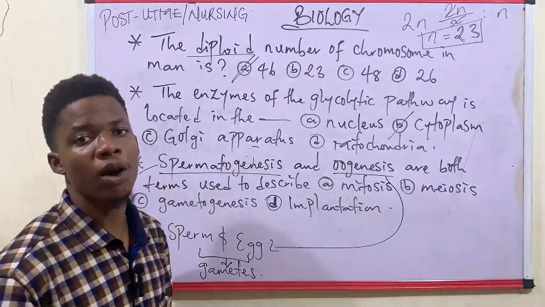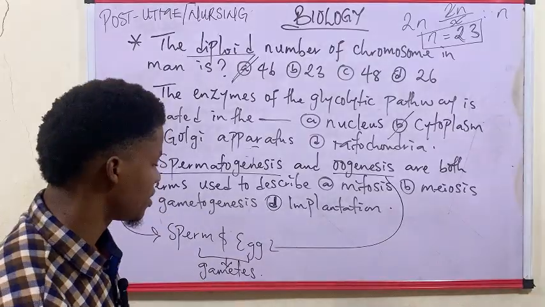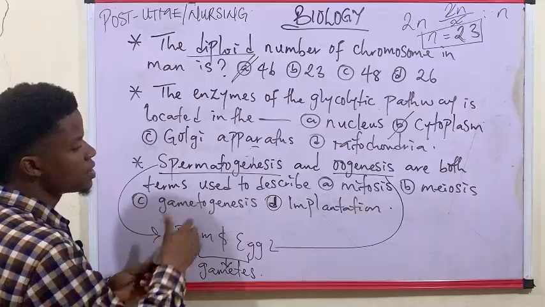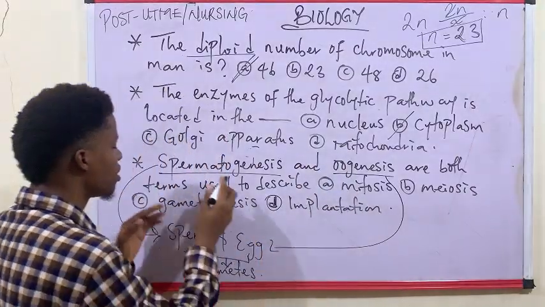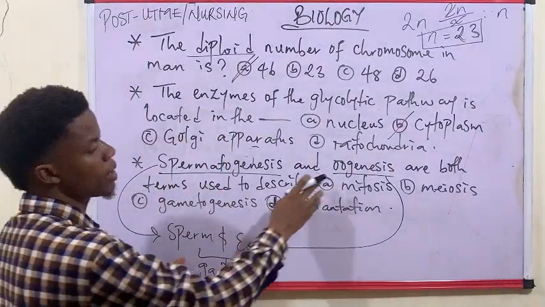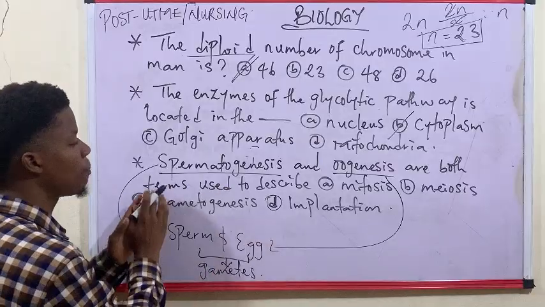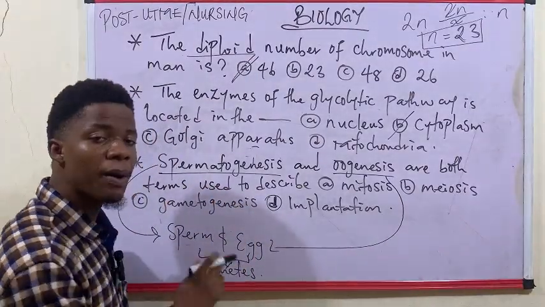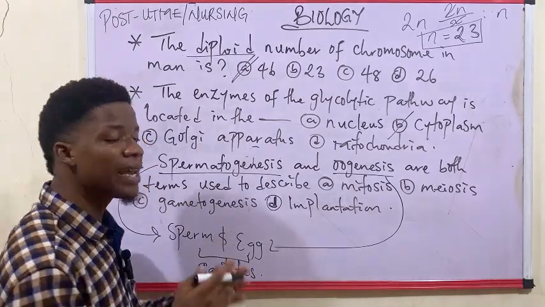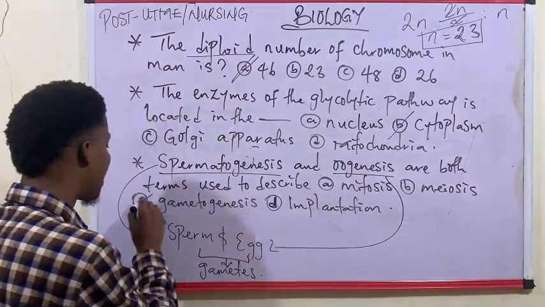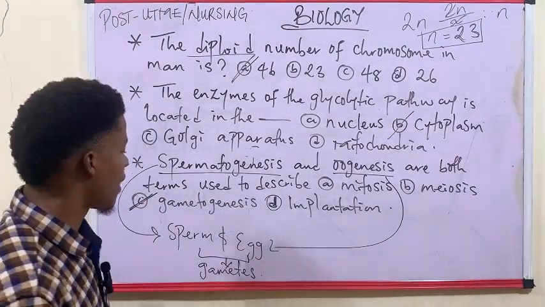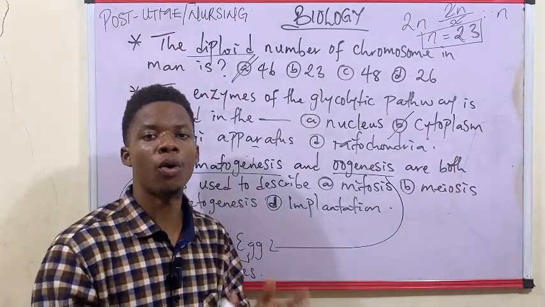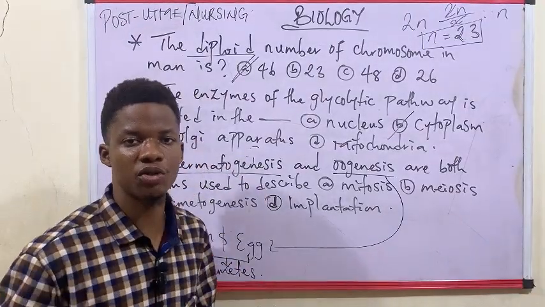Sperms and eggs are collectively called gametes. Because these are collectively called gametes, spermatogenesis and oogenesis, the processes that lead to the formation of sperm and egg, are both terms used to describe the formation of gametes. They are gametes, so they are terms used to describe what? Gametogenesis. What is gametogenesis? The formation of gametes.